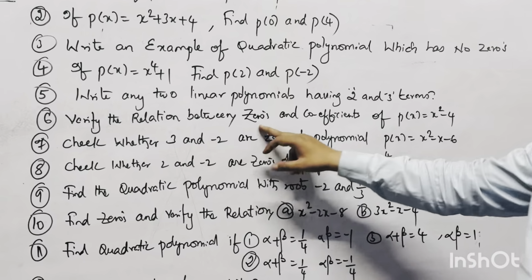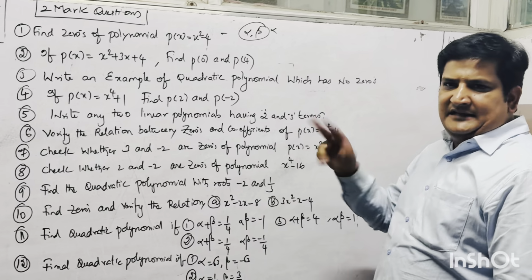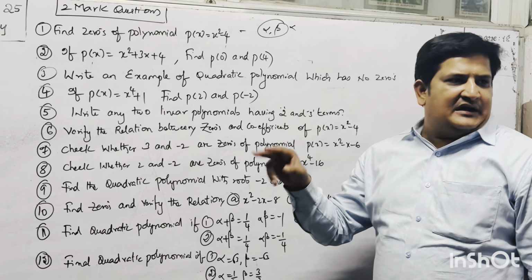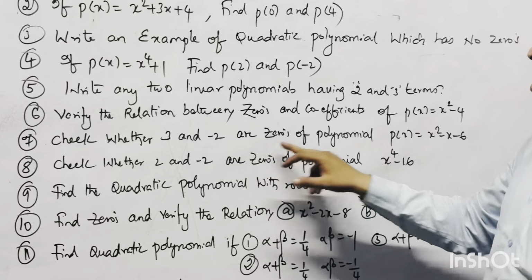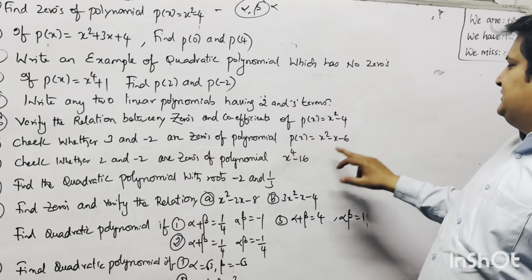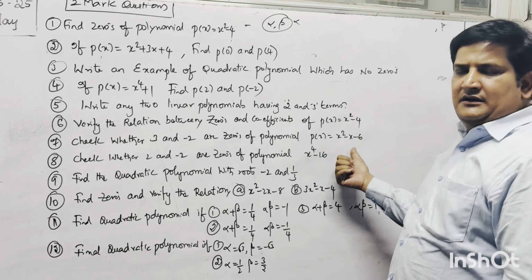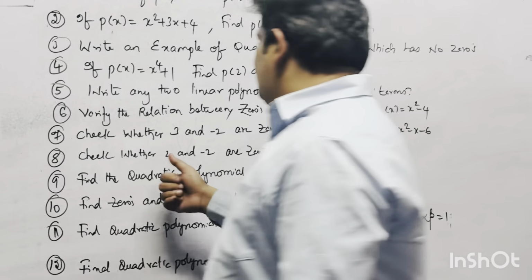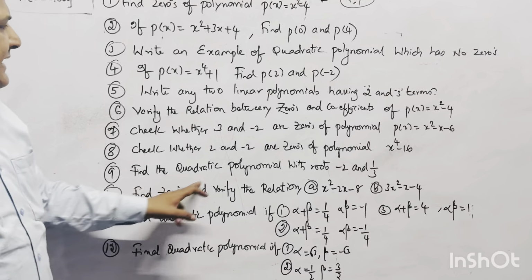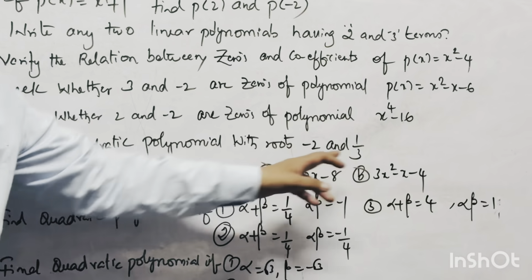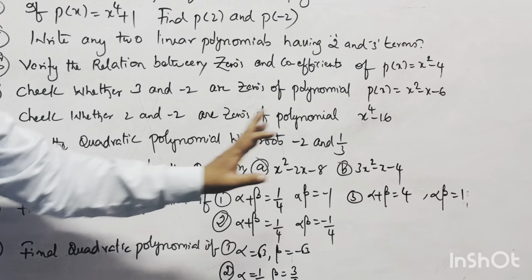Verify the relation between zeros and coefficients of p of x is equal to x square minus 4, the relationships alpha plus beta, alpha beta, check. Check whether 3 and minus 2 are zeros of the polynomial p of x is x square minus x minus 6. Next, check whether 2 and minus 2 are zeros of the polynomial x power 4 minus 16. Find the quadratic polynomial with roots minus 2 and 1 by 3. Then find the zeros, verifying the relationship between alpha and beta.